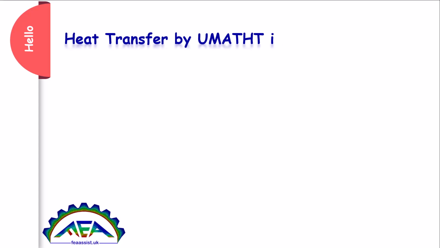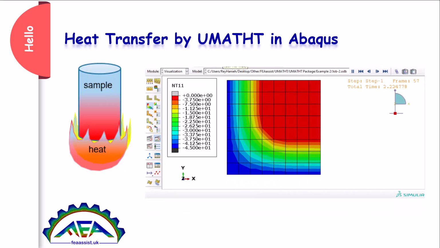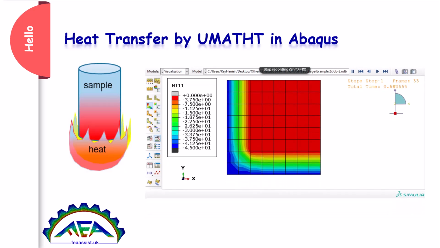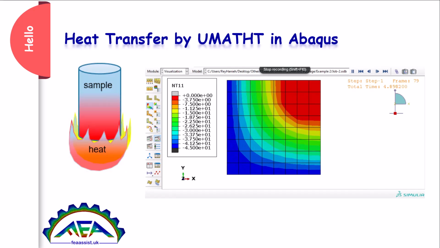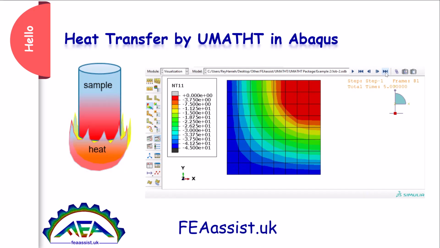Hello, you want to model a new heat transfer problem by UMATHT subroutine in Abaqus. In this video, we are going to teach you how you can do it easily and quickly. UMATHT subroutine is a subroutine to define a new thermal behavior, property for your material. And as you can see in this image, you can get temperature gradient and thermal behaviors for your material. To understand how to do that, stay with us in this video.